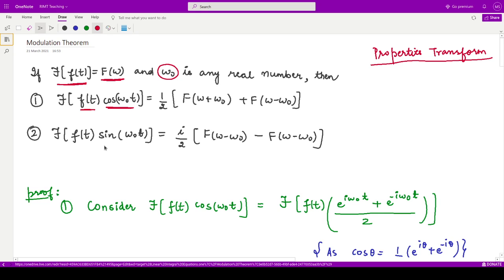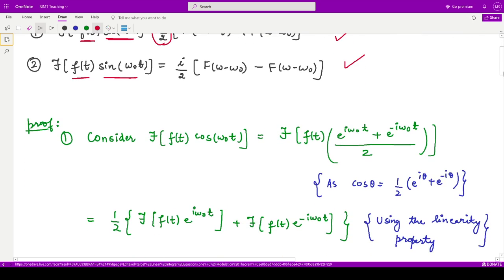naught t or sin of omega naught t, then in that case it is equivalent to 1 by 2 of the Fourier transform of omega plus omega naught plus the Fourier transform of omega minus omega naught, and by sine you have this quantity. So this is the modulation theorem. So let us now discuss its proof.